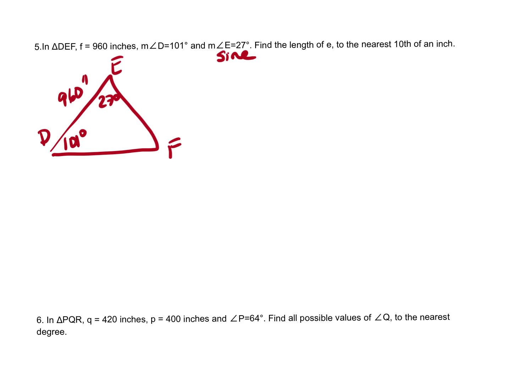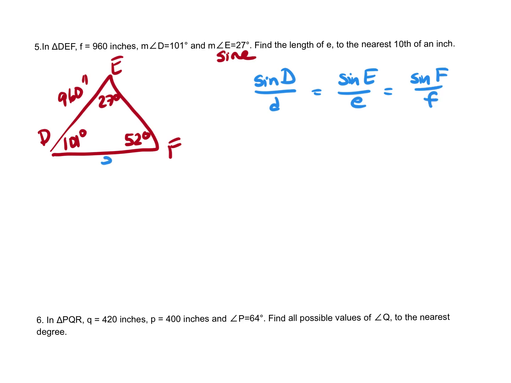Now, like we did earlier, if you have two angles, it's to your benefit to find the other one. If I just do 180 minus the two existing angles, I can find the other one really quickly, and that'll be helpful when we do this law of sines problem. So with these variables, remember sine of capital D over little d equals sine of capital E, the angle, over little e, equals sine of angle F over little f.